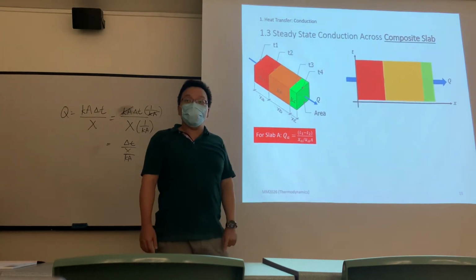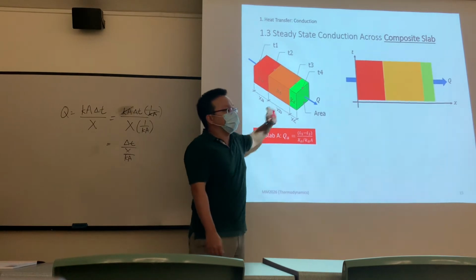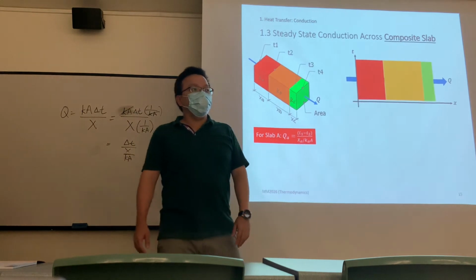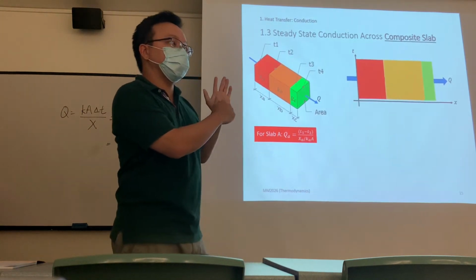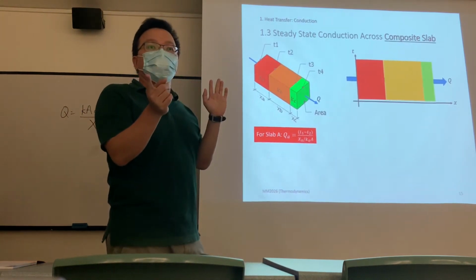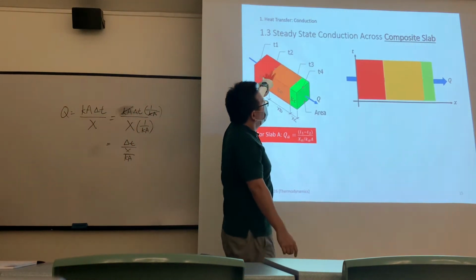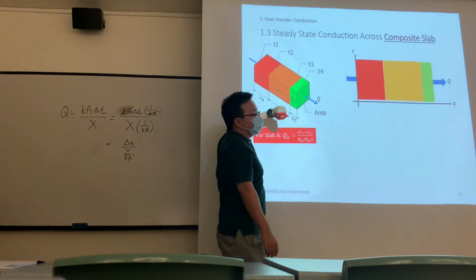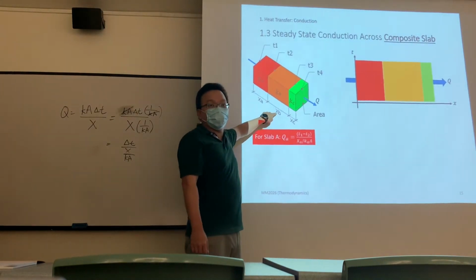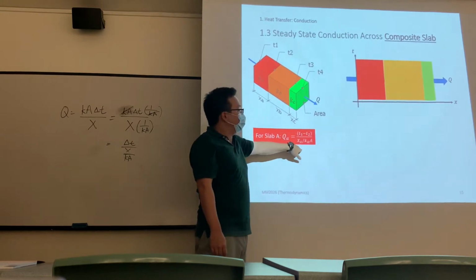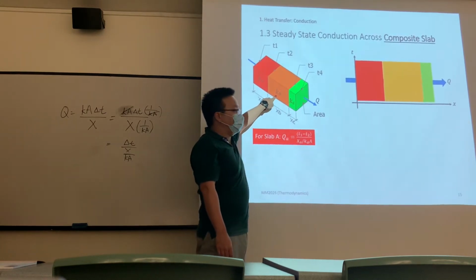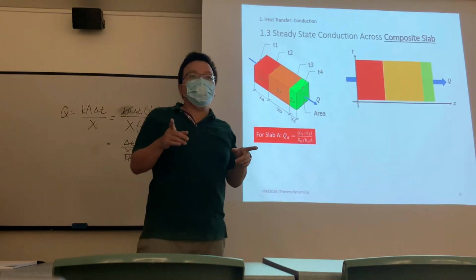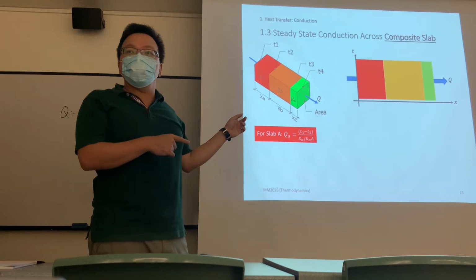Now I ask you, if I want to find step B, what is the equation? QB equals T2 minus T3. Very good. Divided by what? XB, because it's step B. Then over KB multiplied by A. All clear? Should I do it one more time for C?